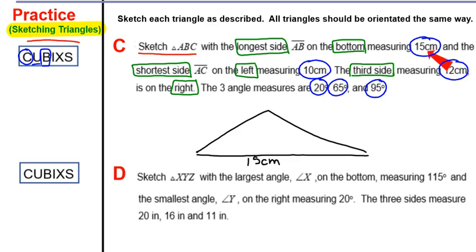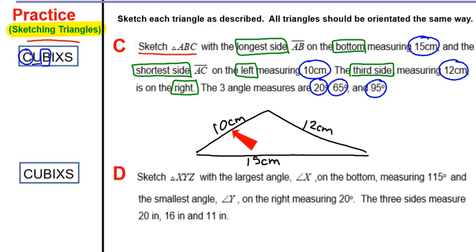Then it says that they want the shortest side AC on the left. So the left side of my triangle is right here, and that has to be the shortest. And there's my 10. So right there, I'm going to put my 10 centimeters. And then the third side is 12, and the only side I have left is right there.